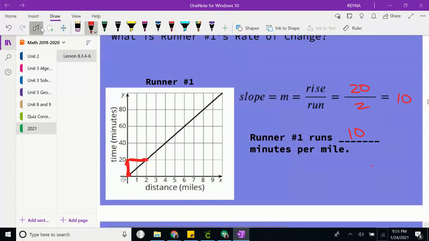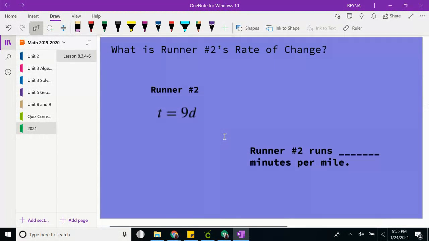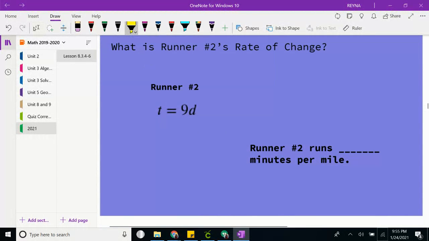Let's check the next person. Okay, they have an equation. So we want the number that's in front of our variable being multiplied. What is the number in front of our x? Good, 9. So this one is not an x, but we could pretend that's an x. Same thing, it's still a variable. So this person can run 1 mile in 9 minutes. Okay, so runner number 2 is already faster than runner number 1. Now let's check the last person.